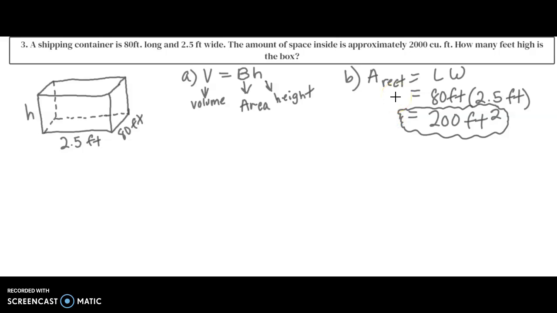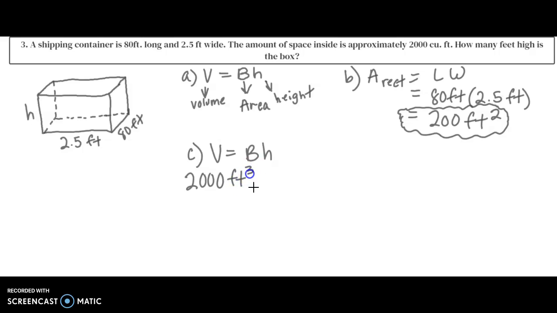Would this be your final answer? No, it is not. Because the question asks, how many feet high is the box? In order to solve that, we have to revisit what we wrote in part A, which is V equals capital B times H. V is the volume. The volume is, according to the word problem, the amount of space inside, which is approximately 2,000 cubic.